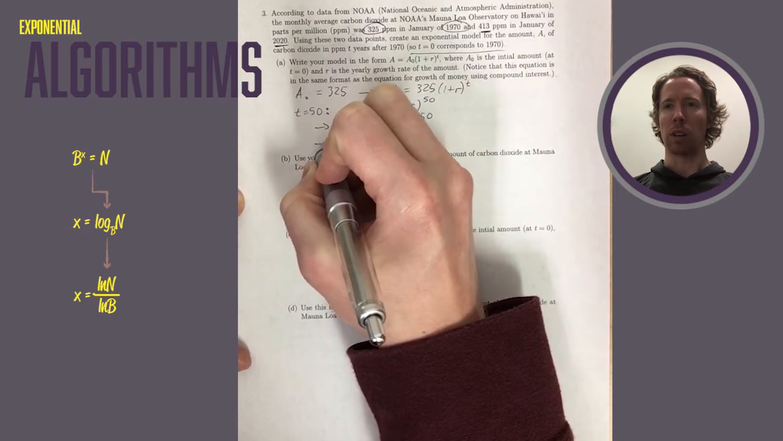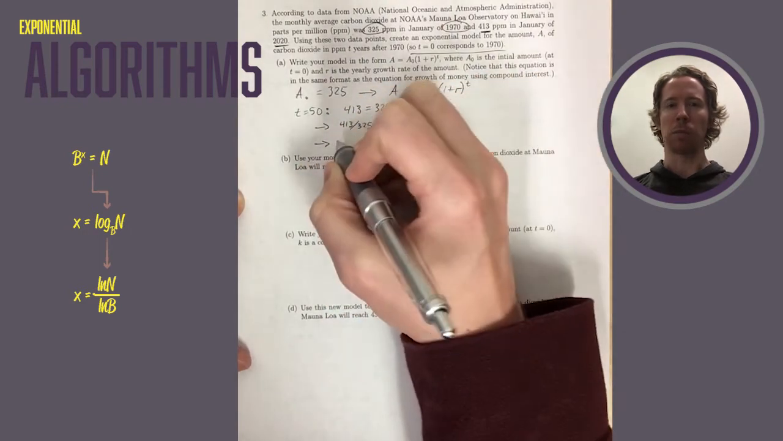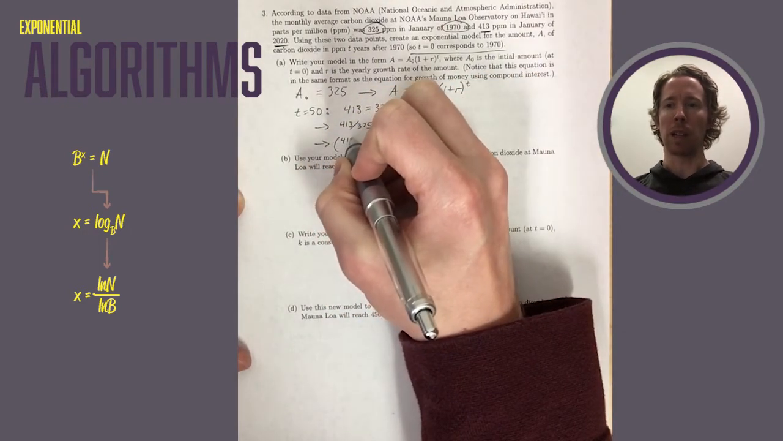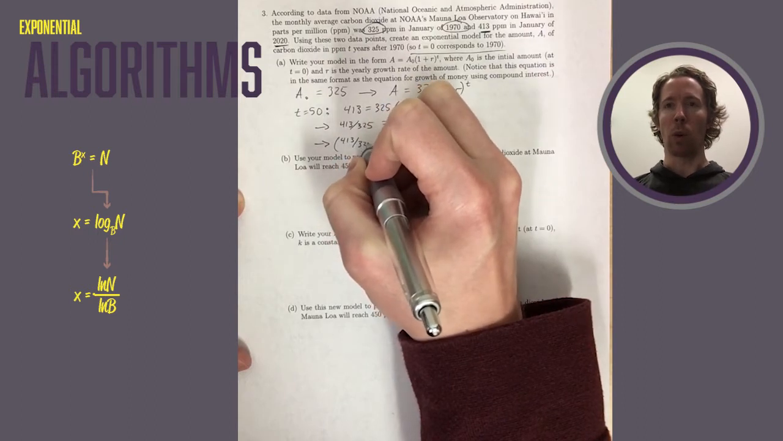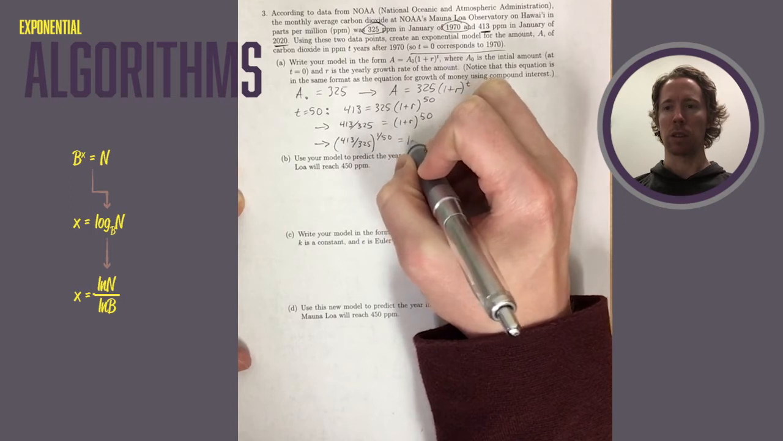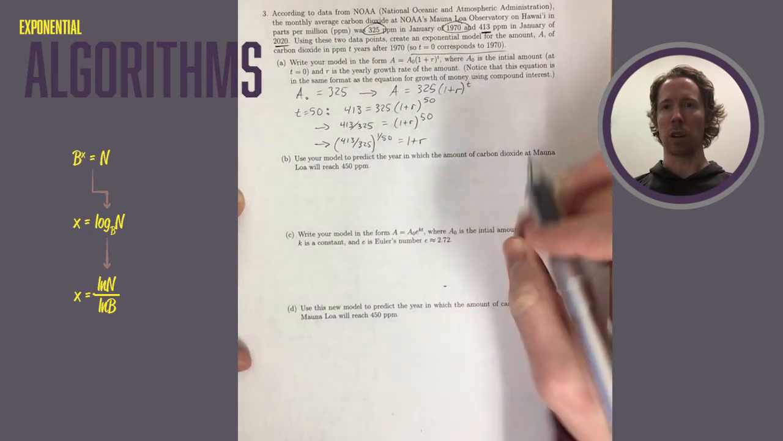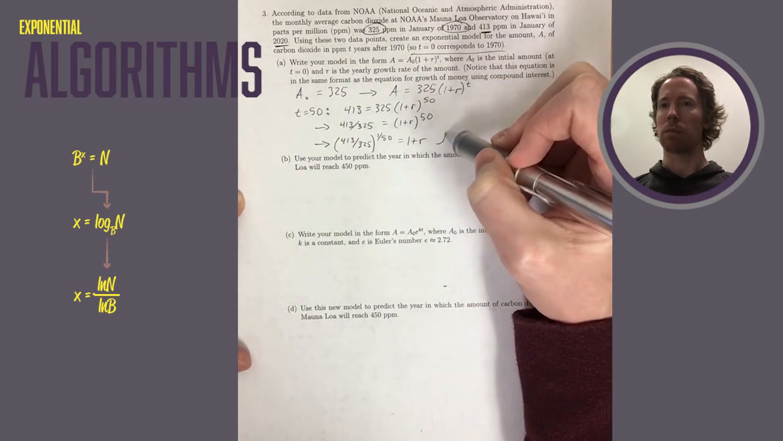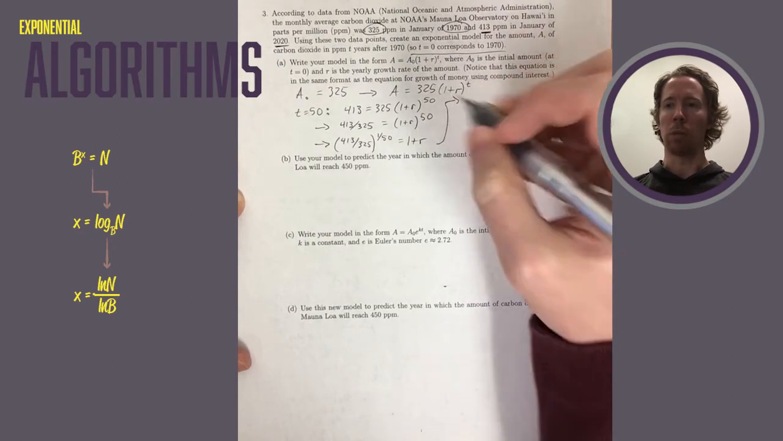So now we have an equation of the form constant equals base raised to a power. We're wanting to solve for the base though, so just take the 50th root of both sides to solve for 1 plus r. And then to get r, just subtract 1 from both sides.